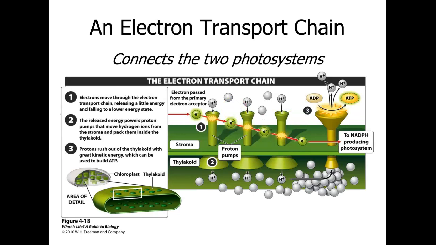So looking here at the electron transport chain, you see how the electrons are going to move through the electron transport chain, releasing energy and falling to lower states. And notice how they're going from these proton pumps, and they continue to fall. The released energy powers proton pumps that move hydrogen ions from the stroma and pack them inside of the thylakoid. Protons are then going to rush out of the thylakoid with great kinetic energy, which can be used to build ATP molecules.